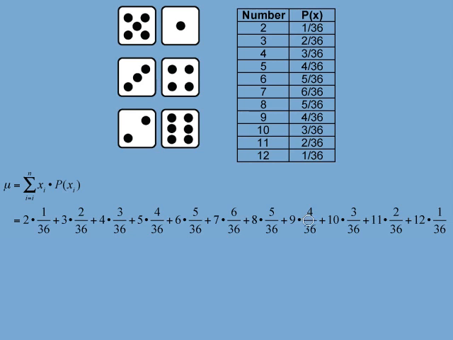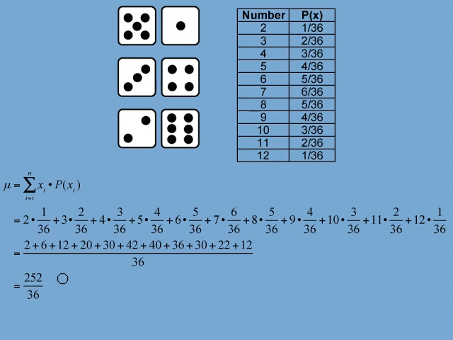Once again, notice that each term has 36 in the denominator. Rewrite the expression to get this. We end up with 252 over 36, which equals 7. This expected value is a little easier to understand. Looking at the table, you can see that the highest probability is associated with a sum of 7. So when rolling 2 dice, the expected value aligns with that.